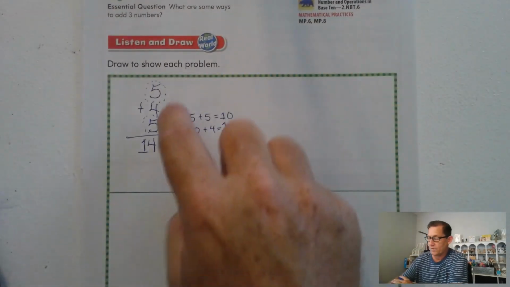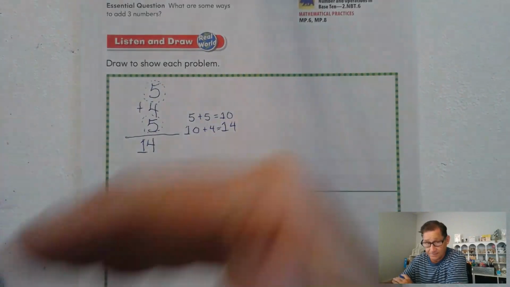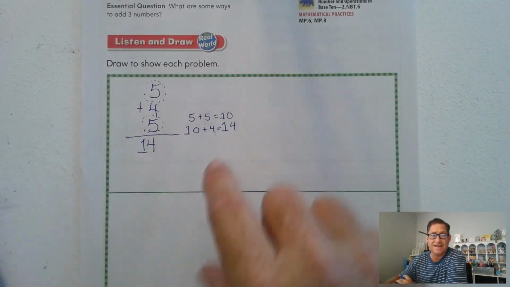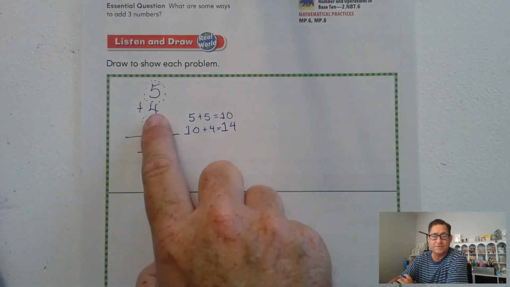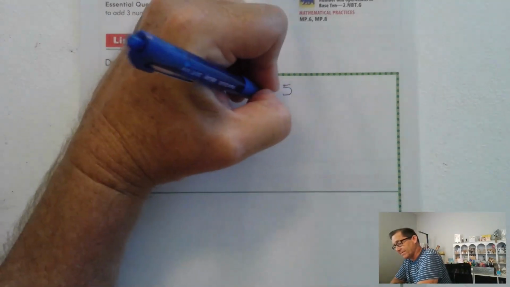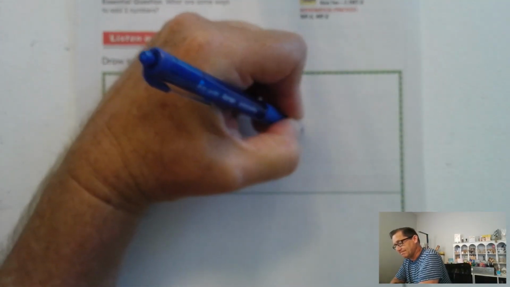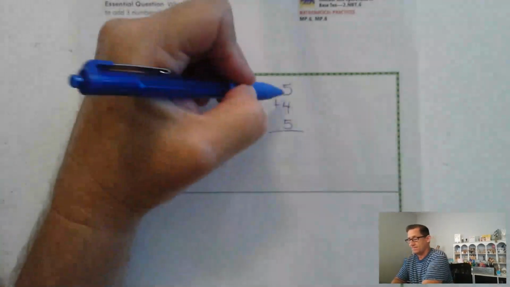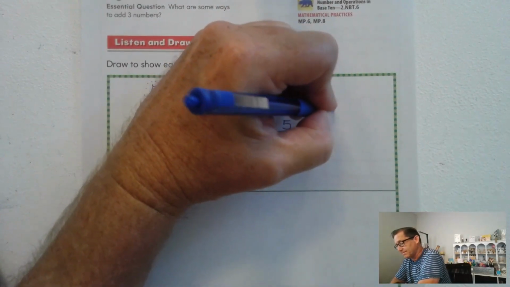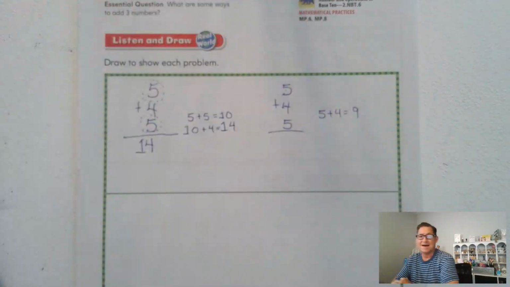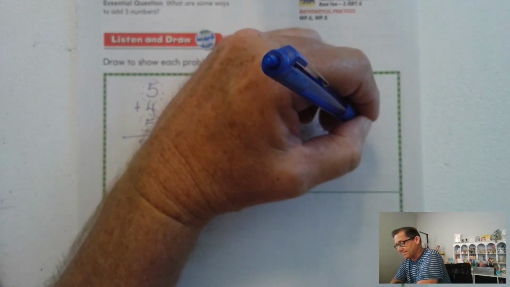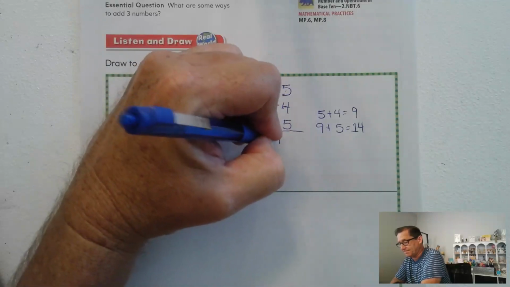Again, so one way we can solve the problem is make a 10 out of two of the addends. 5 and 5 is 10. And then we add the third digit to the 10. 10 plus 4 is 14. Okay, some of you might have done this. 5 and 4, just add top and bottom. 5 and 4 is 9. And 9 plus 5 is 14.